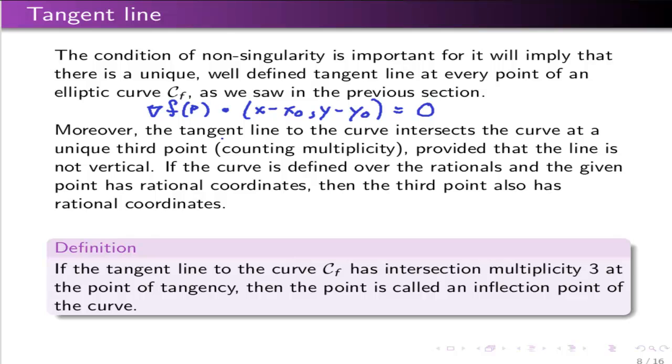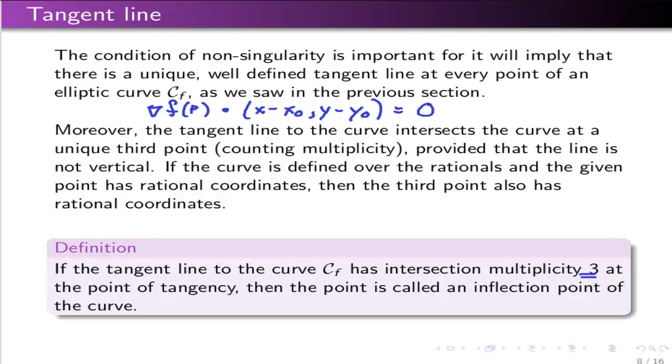Moreover, when we draw a tangent line to the curve, it will intersect the curve at a unique third point, counting intersection with multiplicity, provided that it's not a vertical line. And if the curve happens to be defined over the rationals, and you're at a rational point, then that third point of intersection is a rational point. So definition: if the tangent line to the curve has intersection multiplicity 3 at the point of tangency, we call this point an inflection point of the curve.